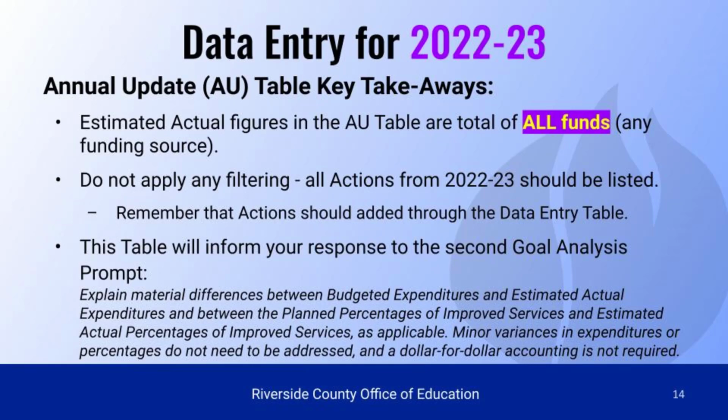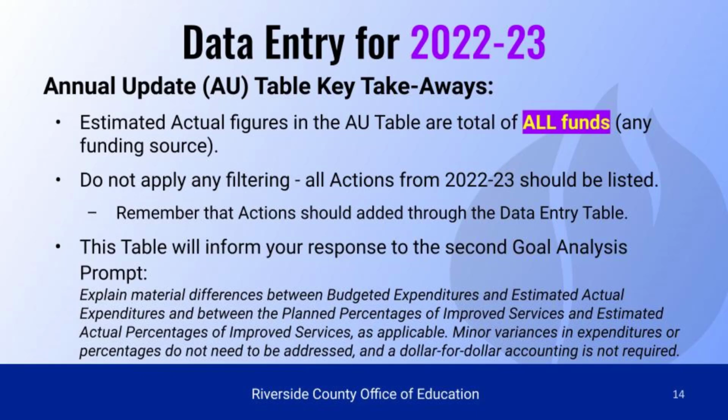So, just a couple of notes on the annual update table. Again, make sure you're reporting all funds, regardless of funding source. Do not apply any filtering. All actions from 22-23 should be listed, and that will include any additional actions. You remember that if you do have additional actions, you do need to add these on the data entry table. You cannot add actions directly on this table.